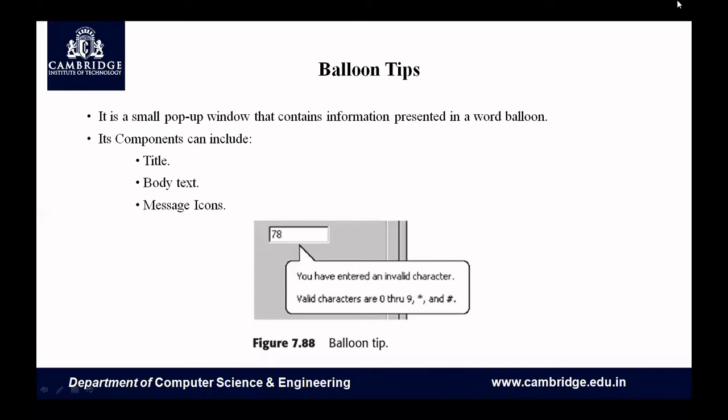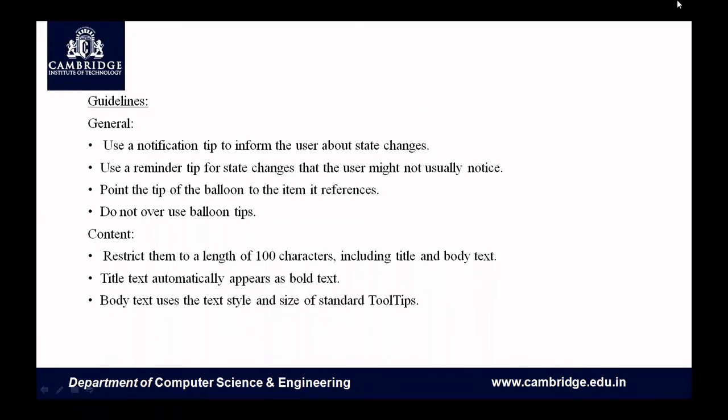Once you enter something, if there is something invalid, it will tell you that what you have entered is invalid, or whatever you have given, right? The conditions here are that the title will automatically be bold, and the body text and message icons you can use accordingly. So first we will see the guidelines for the general balloon tip and for the information of that particular balloon tip, that is the contained balloon tip.